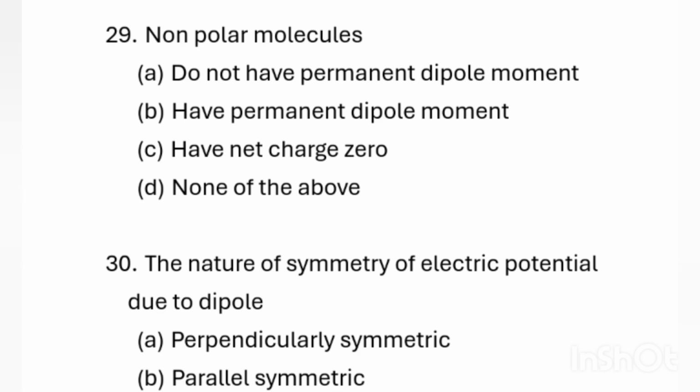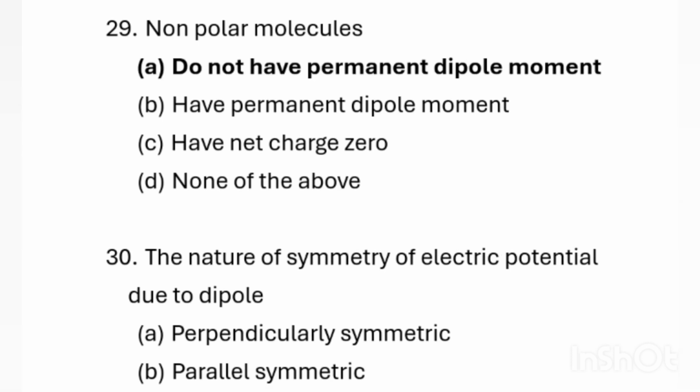Question number 29. Non-polar molecules. Option A, do not have permanent dipole moment. Option B, have permanent dipole moment. Option C, have net charge 0. Option D, none of the above. Here the correct answer is option A, do not have permanent dipole moment.